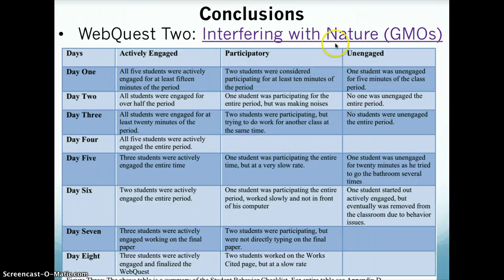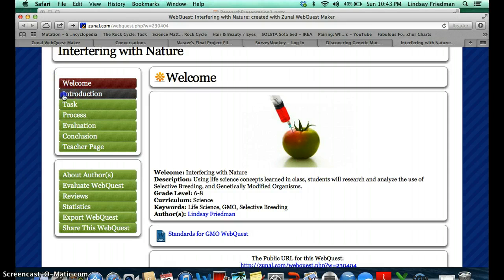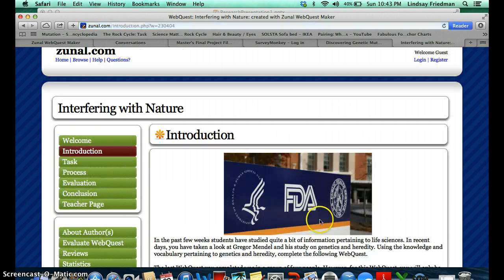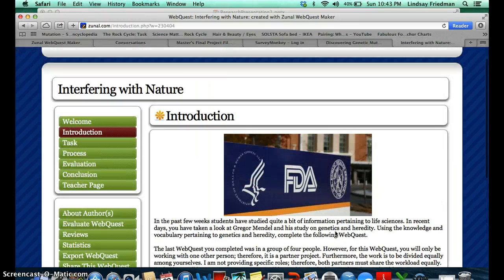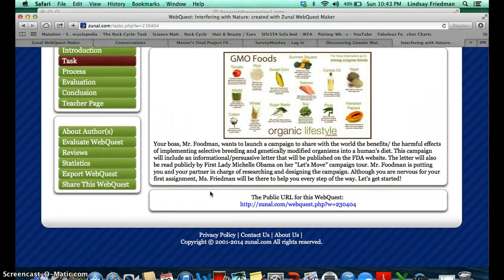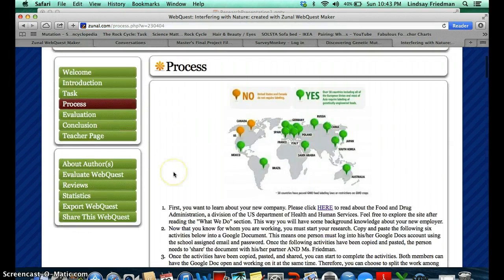The second WebQuest was called Interfering with Nature. Students had to research the term GMO, or genetically modified organisms, and then they had to make some evaluations and decide whether they felt GMOs should be allowed into plants that we eat, such as fruits and vegetables, or if it is something that we need to ban.